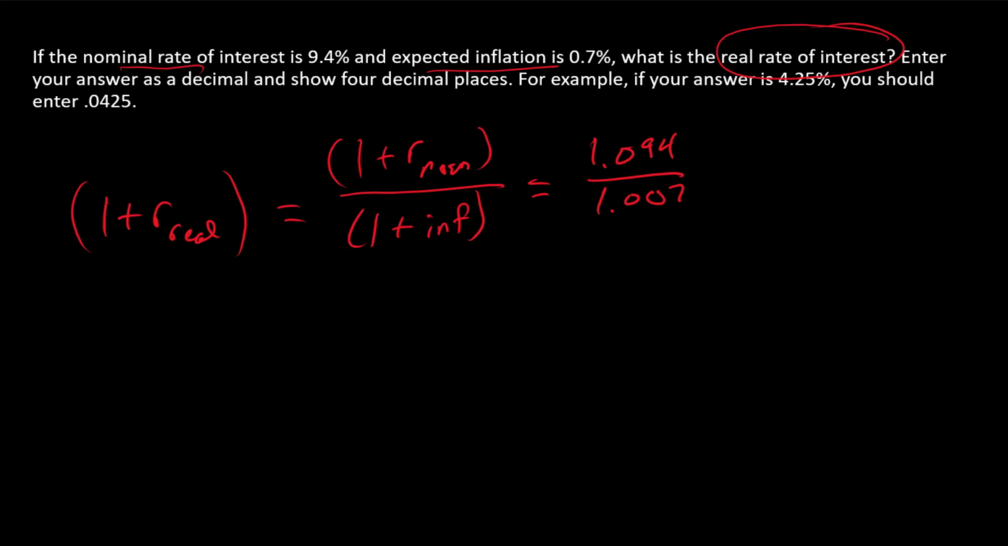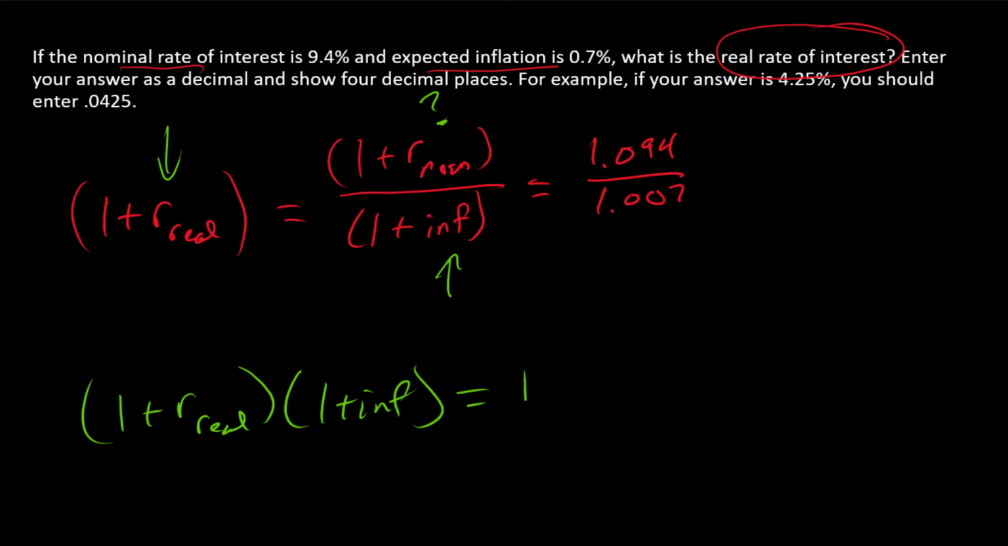Alternatively, I could give you this number and ask for the nominal rate. Well, do that as well. I'm just going to rearrange in a different manner. So there I know that 1 plus the real rate times 1 plus the rate of inflation is equal to 1 plus the nominal rate. So be comfortable doing this algebra to manipulate this problem as you need.